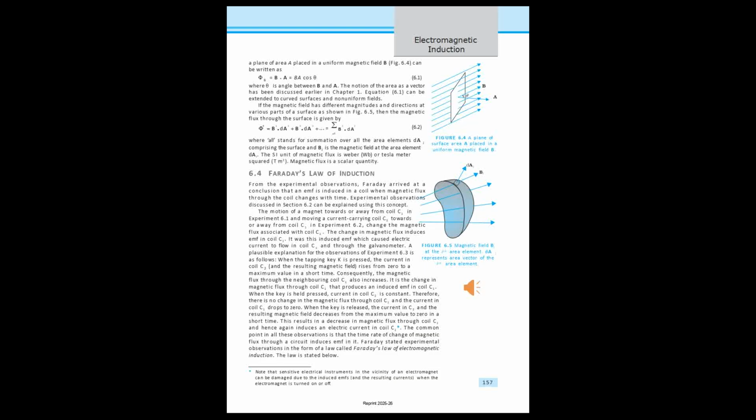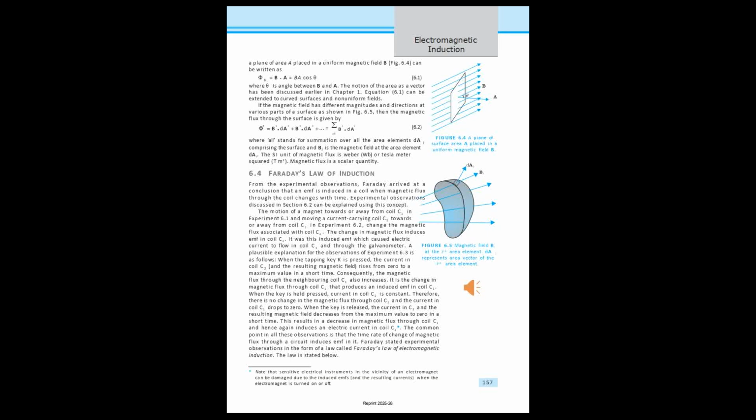When the key is held pressed, current in coil C2 is constant. Therefore, there is no change in the magnetic flux through coil C1 and the current in coil C1 drops to 0. When the key is released, the current in C2 and the resulting magnetic field decreases from the maximum value to 0 in a short time. This results in a decrease in magnetic flux through coil C1 and hence again induces an electric current in coil C1. The common point in all these observations is that the time rate of change of magnetic flux through a circuit induces EMF in it.